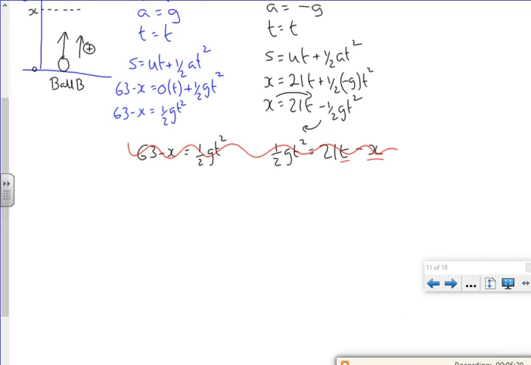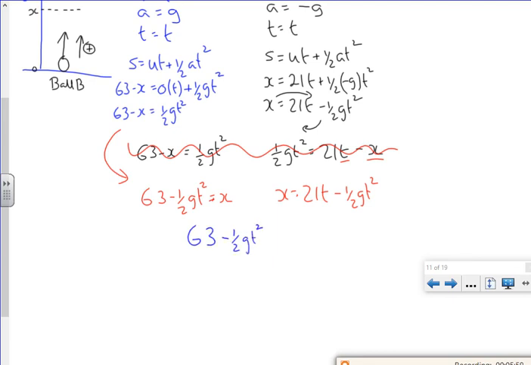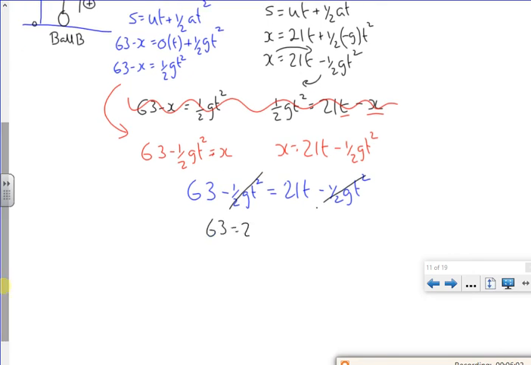So let's have this for x then. If I rearrange that one for x, I've got 63 minus a half gt squared is x, and x is 21t minus a half gt squared. If I put them together, I have 63 minus a half gt squared is equal to 21t minus a half gt squared. The half gt squared cancel. So I'm left with 63 is 21t. So 3 seconds is my time when they collide. Now I need to work out the distance.